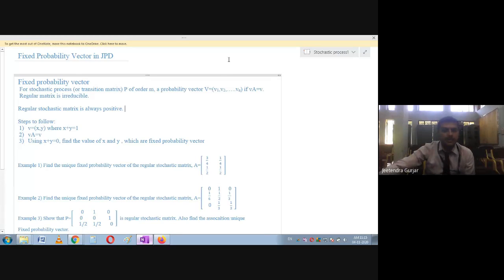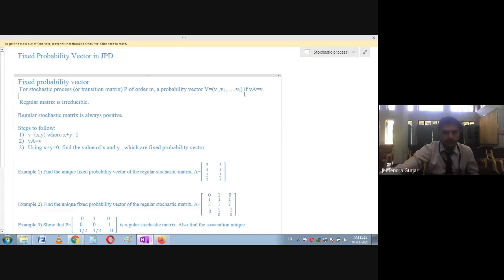So what is a fixed probability vector, students? For a stochastic process P of order M, a probability vector V equal to V1, V2 till Vn is fixed if V into A is equal to V. A regular matrix is irreducible, and a regular stochastic matrix is always positive. These are the two conditions. We denote the probability vector by V1, V2 till Vn. If VA is equal to V, this condition must be satisfied. And as in the last example, whatever values the vectors have, they must be positive.